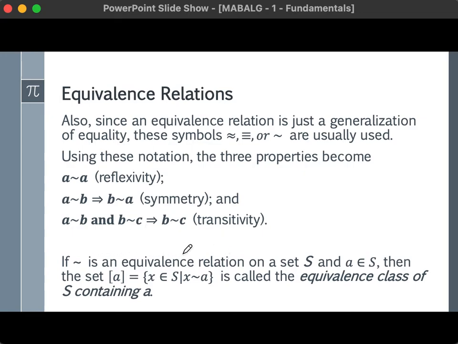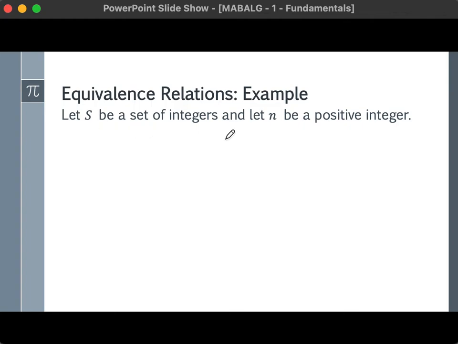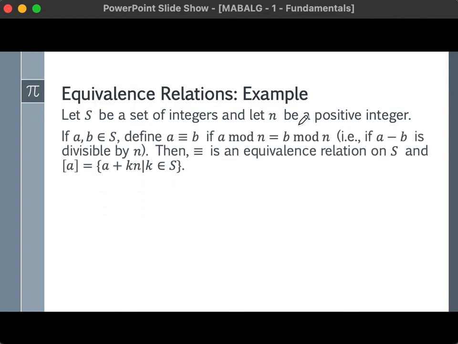If this symbol is an equivalence relation on a set S and a is in S, then the set of all x in S such that x is related to a is called the equivalence class of S containing this element a. So an example: let S be the set of integers and let n be a positive integer. If a and b are in S, define that a is congruent to b if a mod n is equal to b mod n. That is, if a minus b is divisible by n.